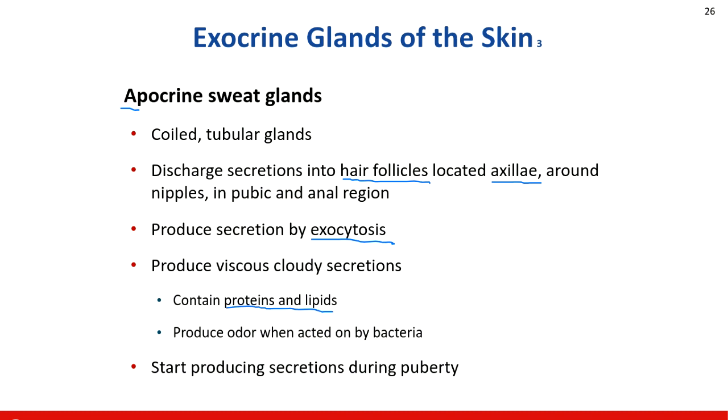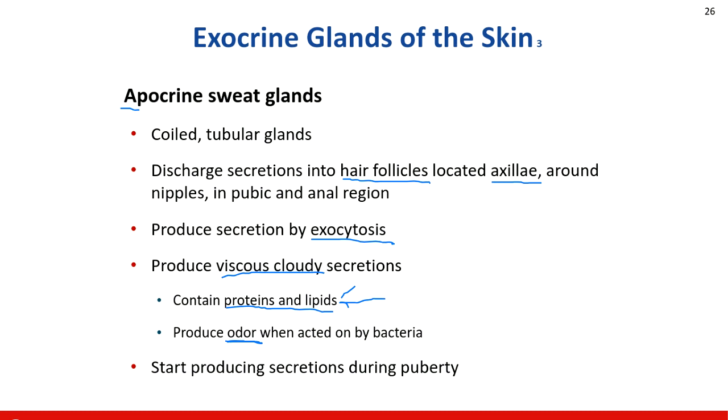This type of gland was the gland that I described before as a lava lamp, where it secretes its secretions through exocytosis, but part of that, you lose part of the cell plasma membrane. And if you recall, the plasma membrane is made up of protein and lipids. So that's going to contribute to the viscous, cloudy secretions that this cell produces. As a consequence of that, they will start to produce an odor. And the reason why is you have bacteria all over your body.